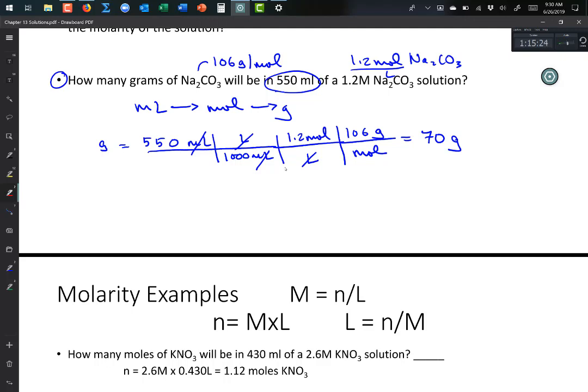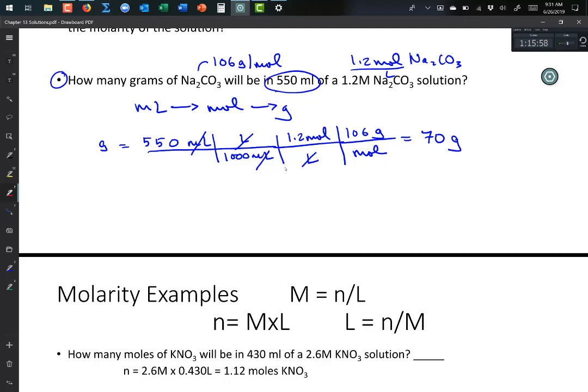Which number do you start with? You can know which number you start with without usually knowing what the problem is. How do you know which number you start with? The given? But there's three givens, right? Basically, the molar mass, there's the milliliters, and then there's the molarity. The only one of those that's a pure number is the 550. It actually represents a quantity of something. The other two numbers are ratios.